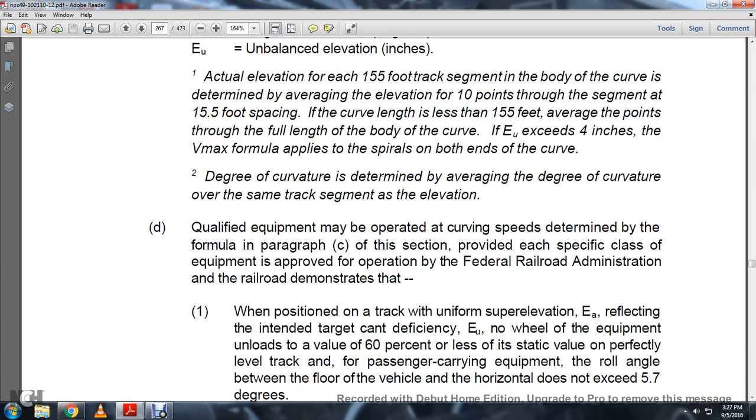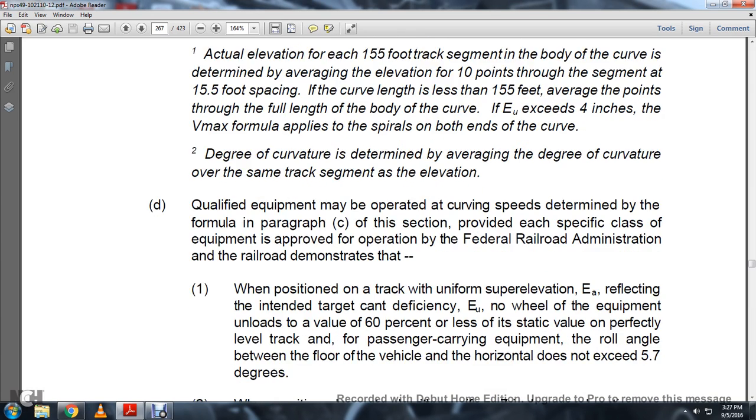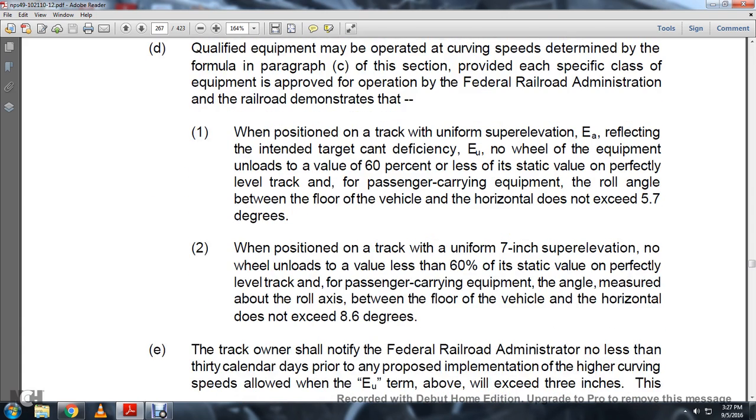The roll angle measured between the floor of the vehicle and the horizontal does not exceed 5.7 degrees. When positioned on track with a uniform 7-inch superelevation, no wheel unloads to a value less than 60% of the static value on perfectly level track for passenger carrying equipment. The angle measured for the rolling axis between the floor of the vehicle and the horizontal does not exceed 8.6 degrees.